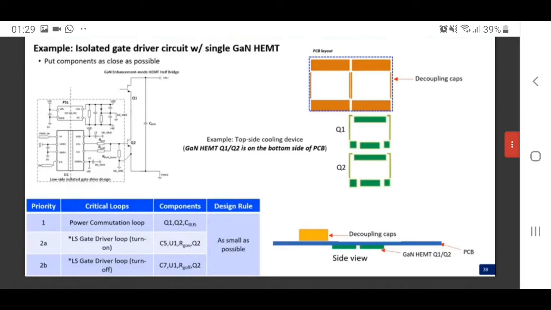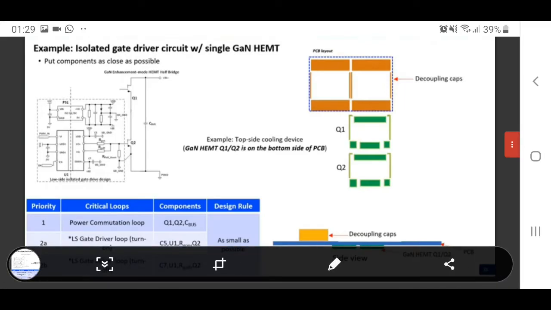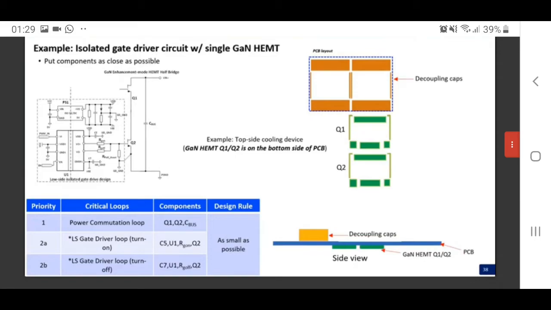Here is an example of using an isolated gate driver circuit to drive the topside cooling device. First, let's put the components of the power commutation loop into the system, which is of the highest priority. There are 3 components from the power commutation loop: the decoupling cap, and the high side and the low side GaN devices. Here, as you can see in the picture, let's put the 3 components in a row. This is the most effective way to minimize the power loop.